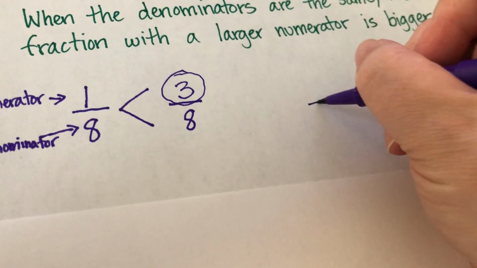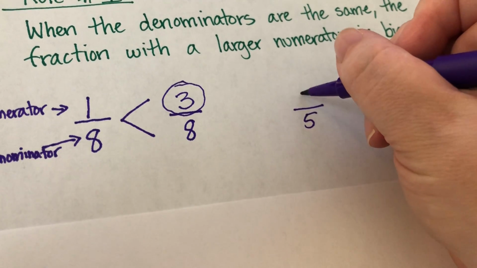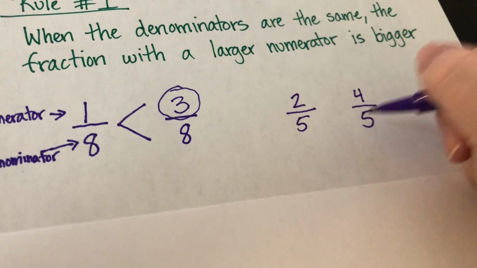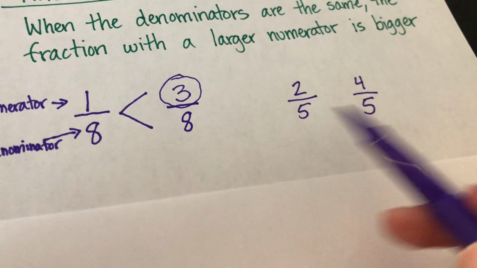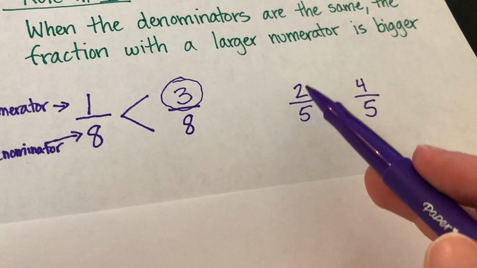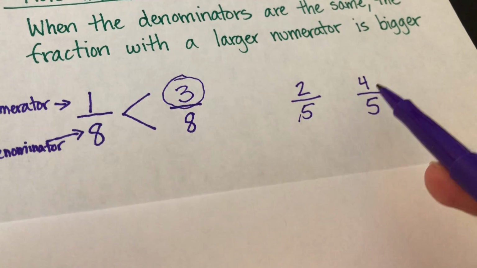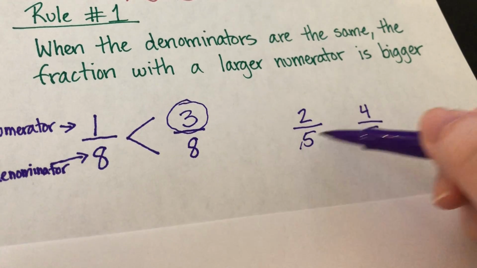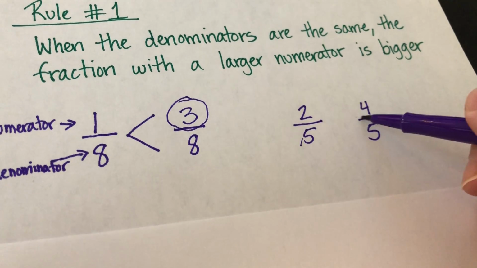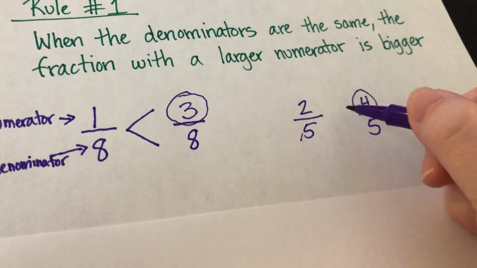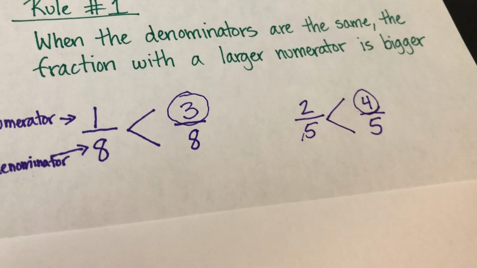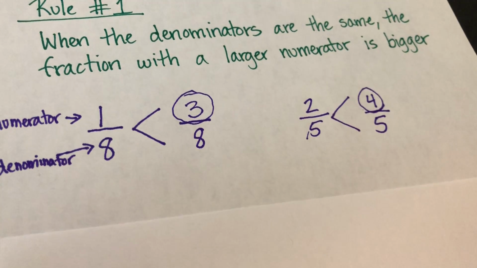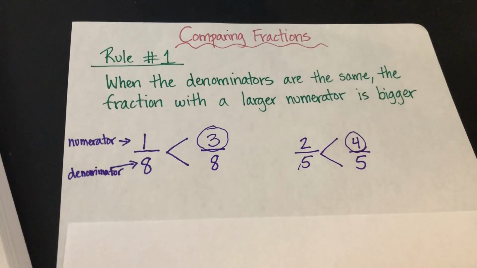Okay, and I'll give you another example of that. What if I have 2/5 versus 4/5? Which one is going to be larger? Well, we have fifths, and in this fraction we only have 2/5. This fraction we have 4/5. So if we look at the rule, these two denominators are the same. This numerator is bigger, so this fraction is going to be larger. You can also think of it as we have more fifths than 2/5. Okay, so that's rule number one.